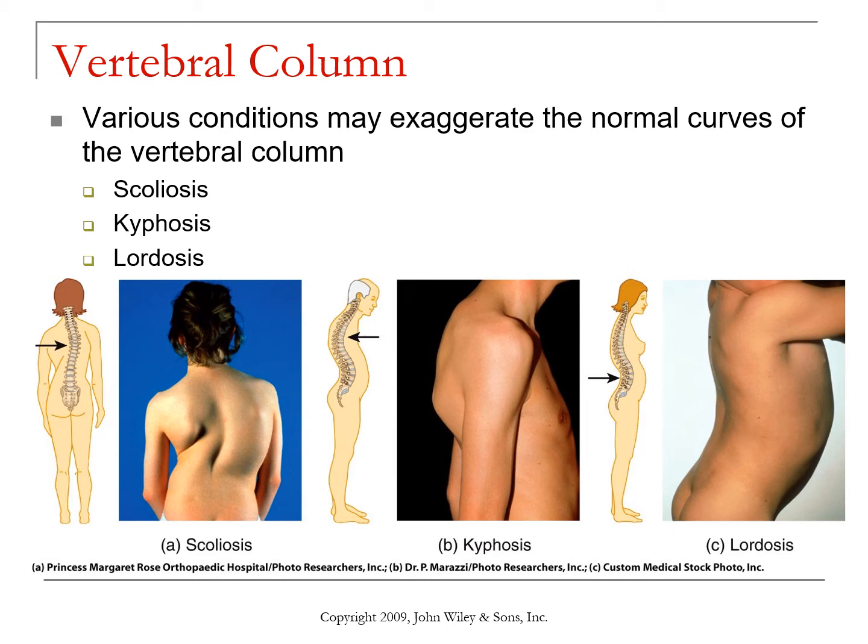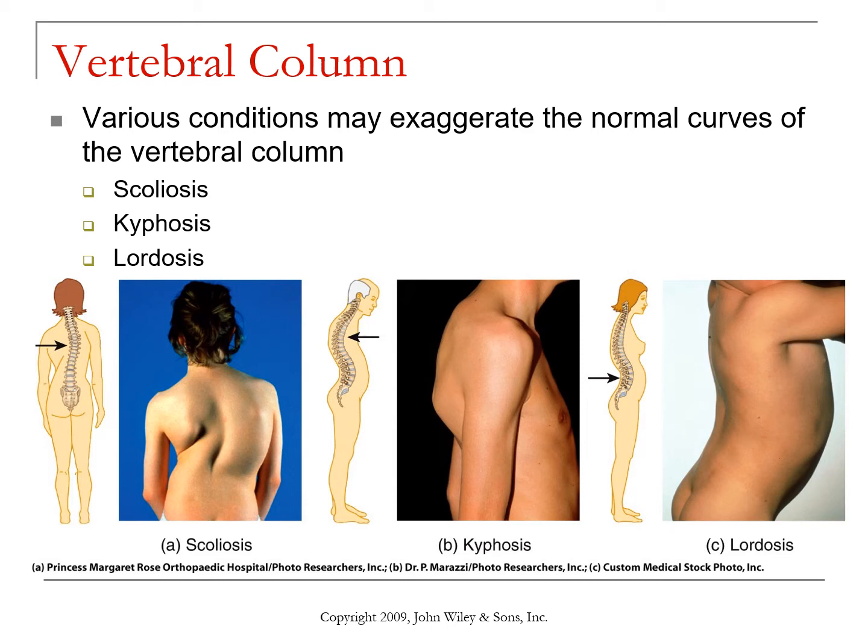That can be corrected by the use of braces that force the muscles and the spine back into position, but often it must be corrected surgically. In image B, we have kyphosis, which is an exaggerated thoracic curvature. This can lead to what's called hunchback, where the thoracic curvature is exaggerated. And finally, in image C, we have lordosis, sometimes called swayback, and this is an exaggerated lumbar curvature.